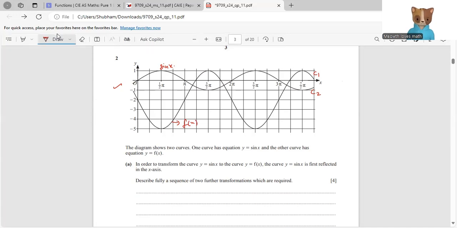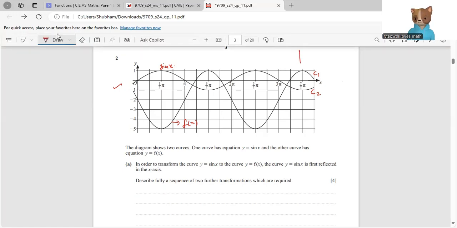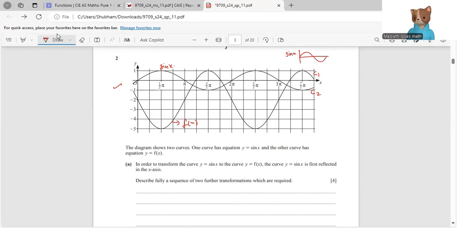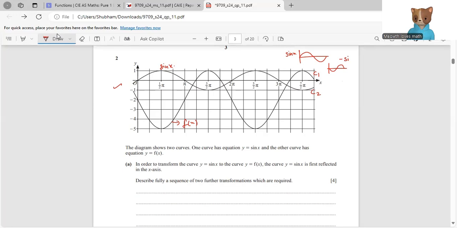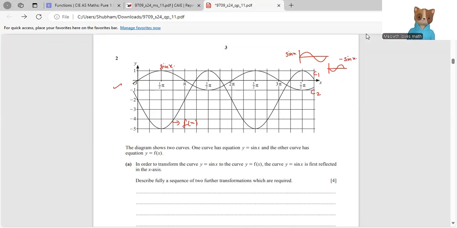In order to transform the curve y equal to sin x to the curve y equal to f of x, the curve y equal to sin x is first reflected in the x-axis. Okay, so sin x graph is given to us. Reflection about the x-axis means what? So if I draw the graph of y equal to sin x, this is the graph of y equal to sin x basically. And if I reflect this, so instead of going like this, it basically becomes this, which is nothing but negative sin x. Okay, right. So a reflection about the x-axis is basically this.